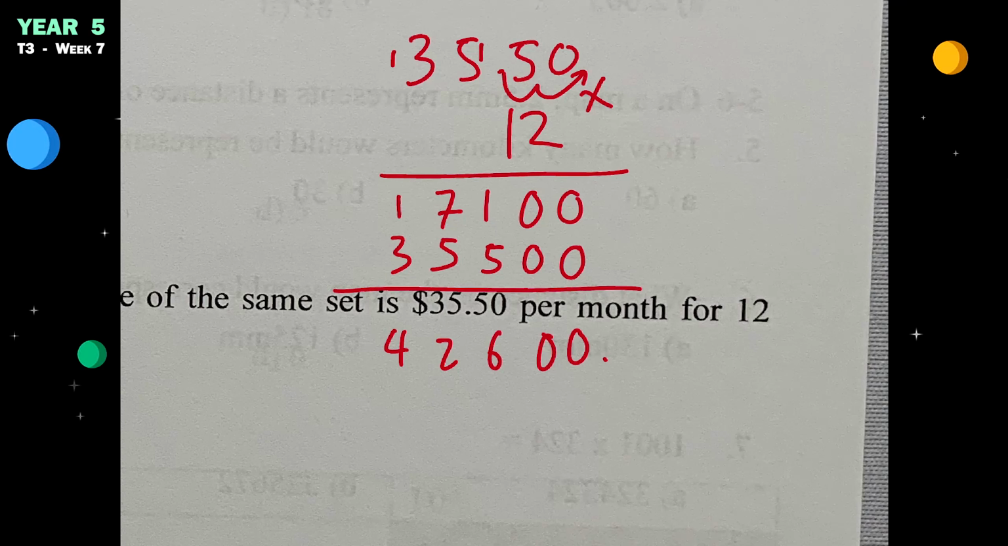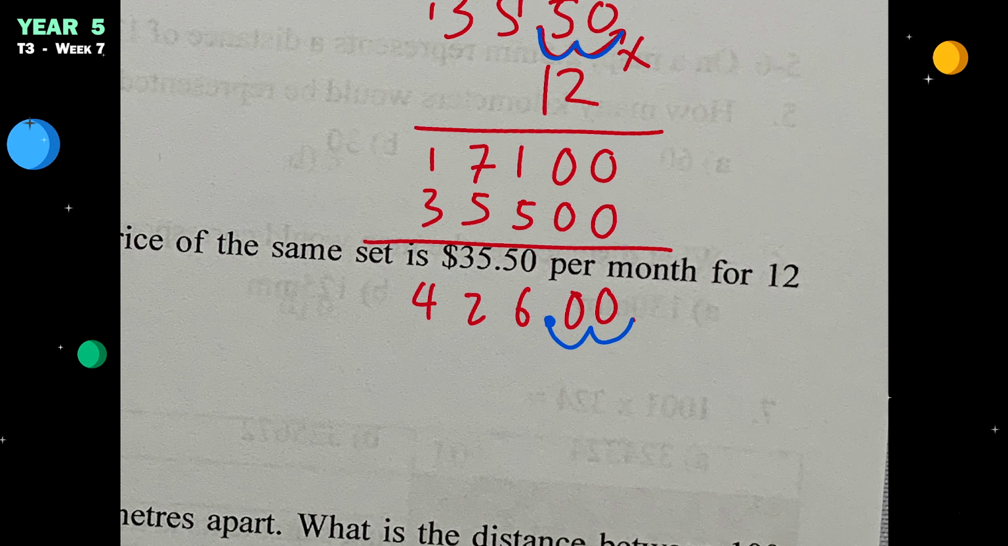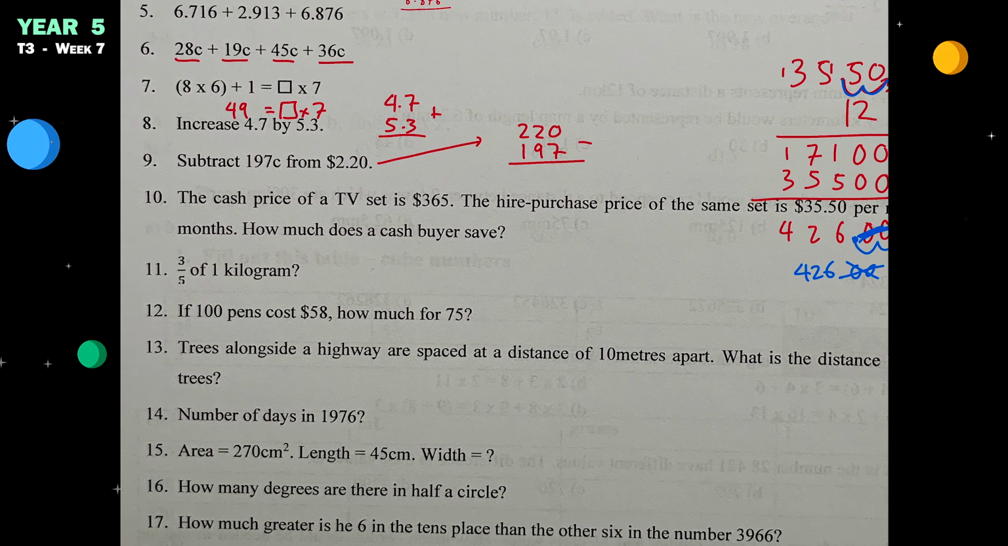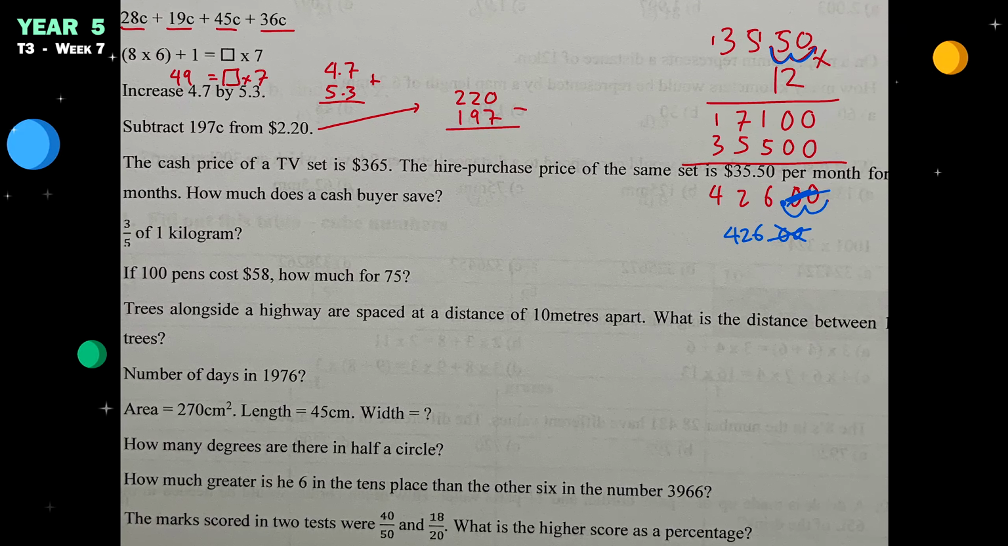Okay, because we moved the decimal place 2 spaces to the right to make a whole number, we're going to move back 2 spaces to the left. And it'll be right here. So therefore it's just $426. We don't need to worry about these 2 zeros, they don't make a difference. Still $426.